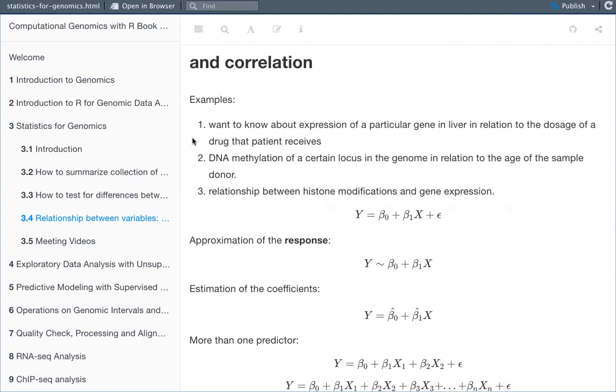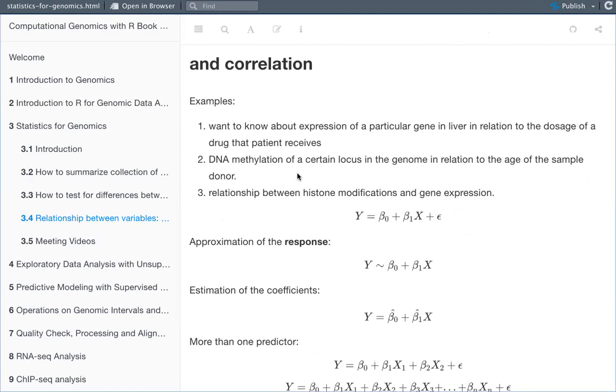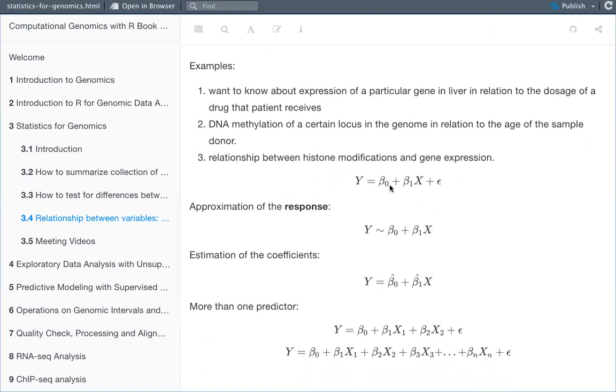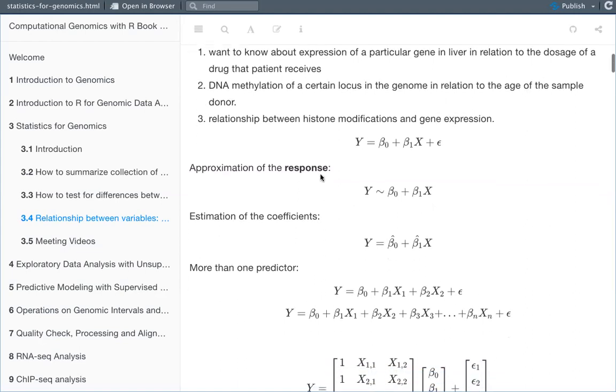So basically, I just highlighted these three things, and these are examples of this type of analysis, obviously in genomics, and the type of data that you use in this case, and this is the model equation. You have a beta zero, which is the intercept. Beta one is the first coefficient that we are going to estimate, the x is the predictor, and the epsilon is the error.